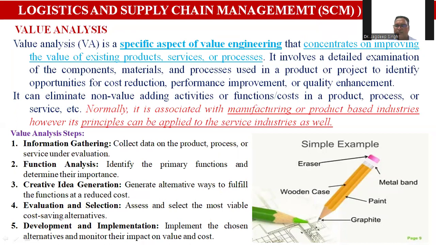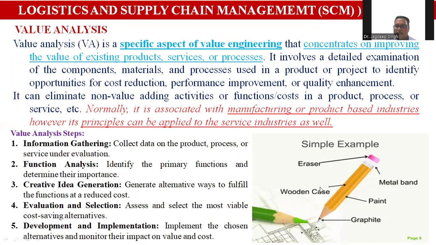So for example, you can see here the simple pencil one it has given. So eraser is there in that, wooden case is there, metal band is there, paint is there, graphite is there. So this is the simple example of value analysis, right? So different values are there.